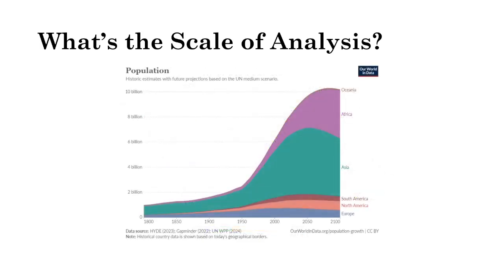What about this one? We're not looking at a map anymore, but we're looking at a chart. Well, we're looking at different populations between areas of the world, particularly continents. So we're comparing population between continents. That's a continental scale of analysis.